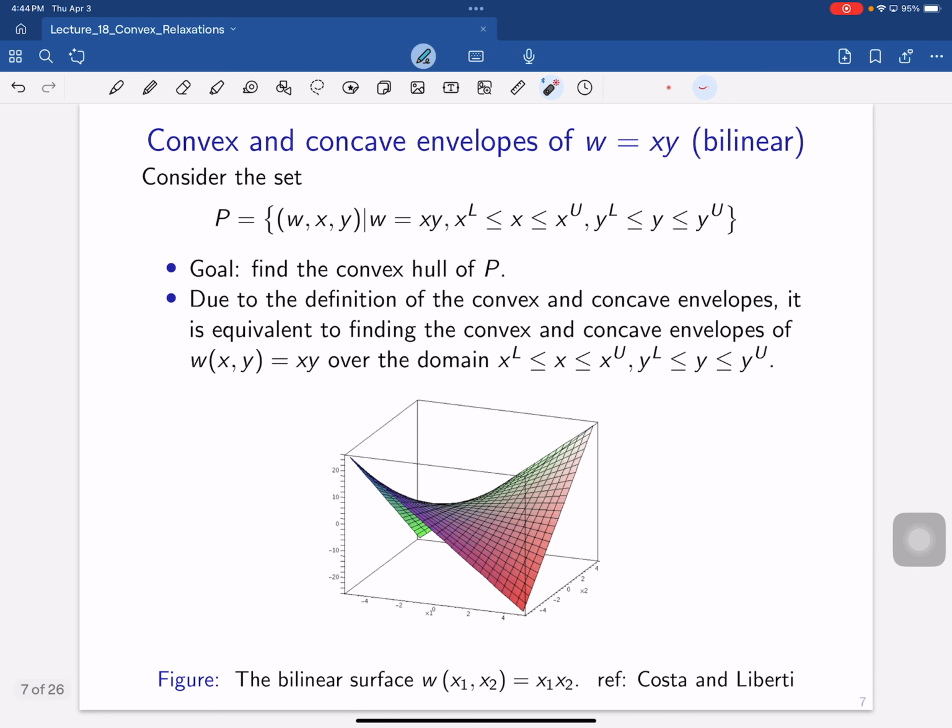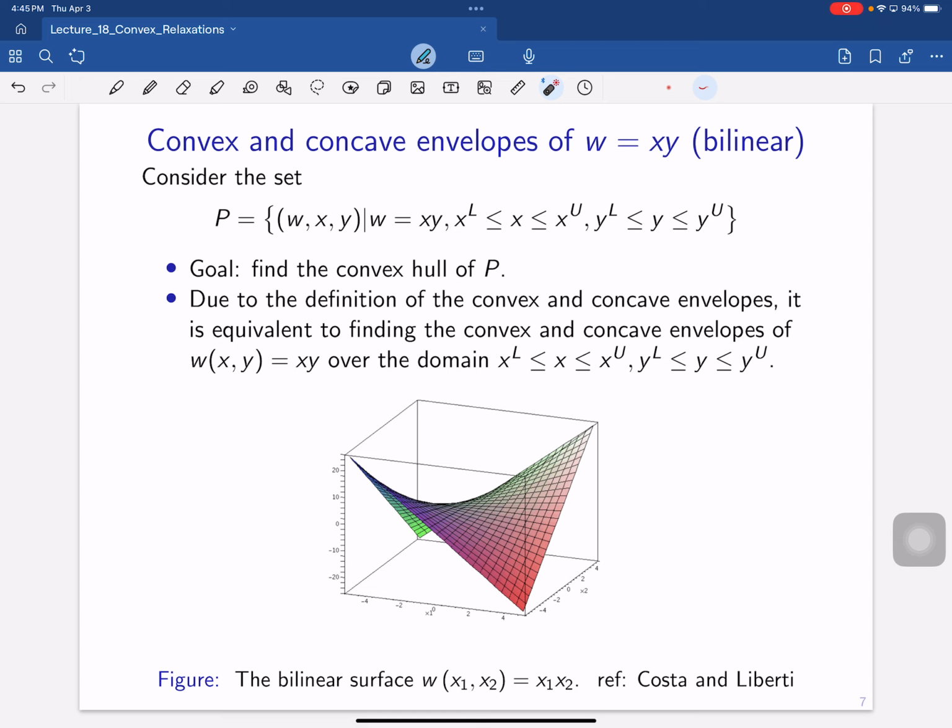Okay. So then let's talk about the convex envelope of one of the simplest nonlinear functions you can find, which is x times y. So let's assume we have a set described by this bilinear function, W equals x times y, and let's assume we have some upper and lower bounds on x and y. The goal is we want to find the convex hull of this set, because after you find this convex hull, essentially you find both the convex envelope and the concave envelope.